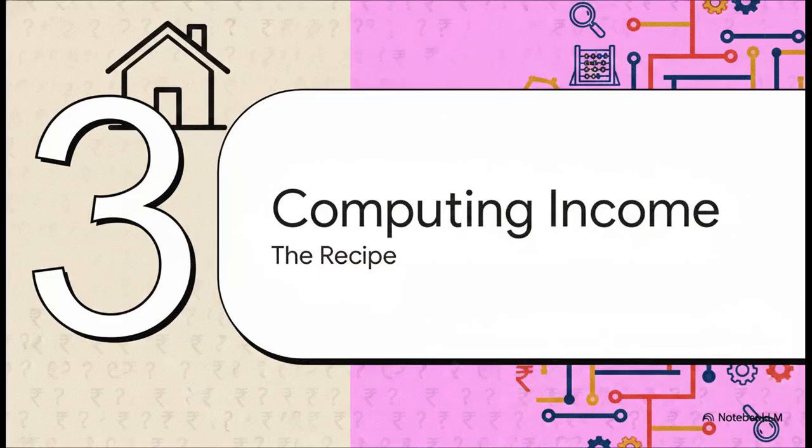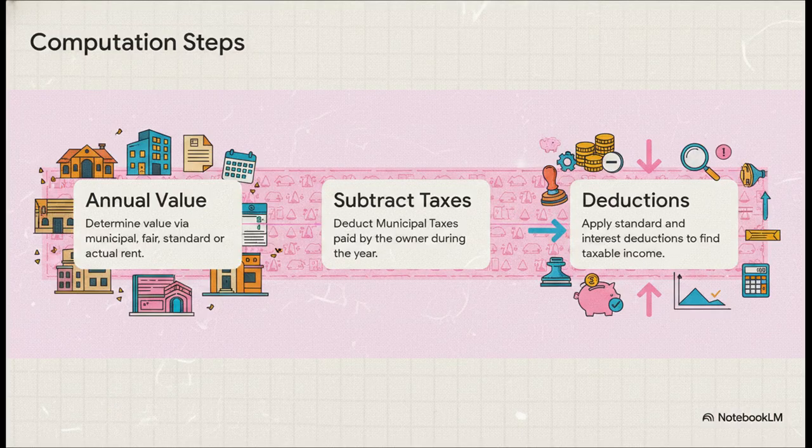All right, Section 3, computing your taxable income, the recipe. I want you to think of this calculation as a simple 3-step recipe. We don't need to get bogged down in dense math. First, we determine the annual value of the property. You figure this out by looking at municipal value, fair rent, standard rent, and the actual rent you received. Second, you get to subtract the municipal taxes, but, and this is a big but, only if you, the owner, actually paid them during that specific year. Finally, step 3, you apply your standard and interest deductions. Whatever's left over, that is your final taxable income for the property.